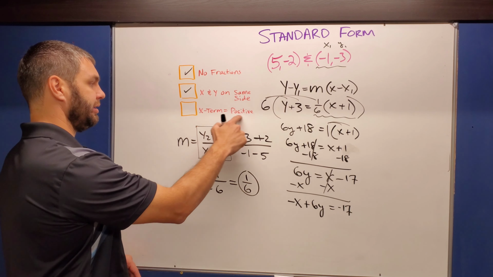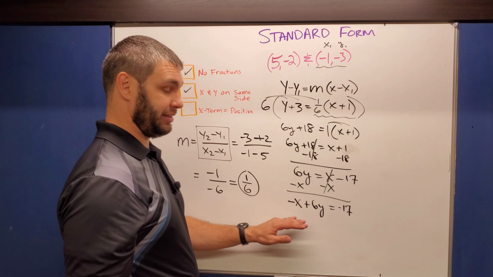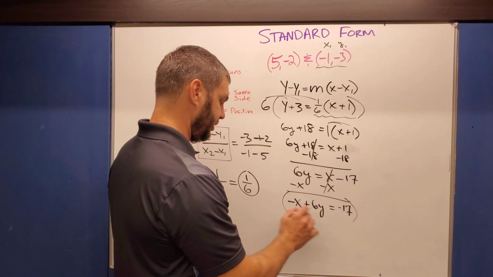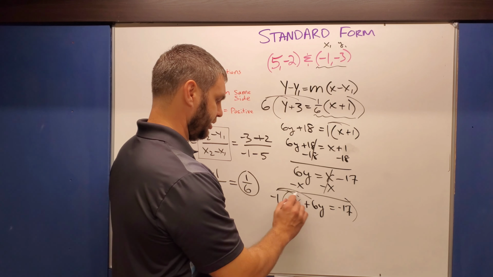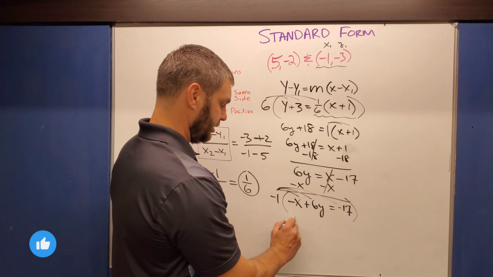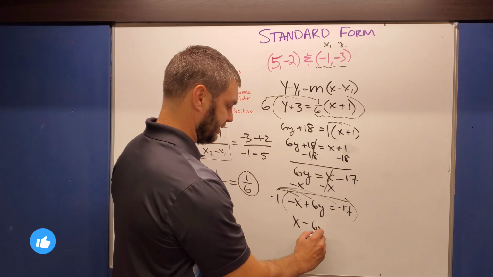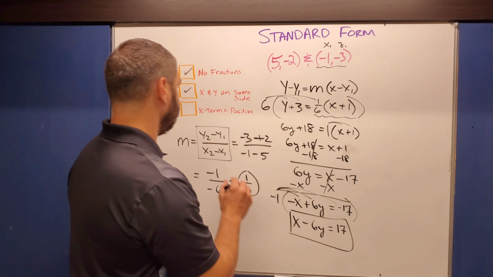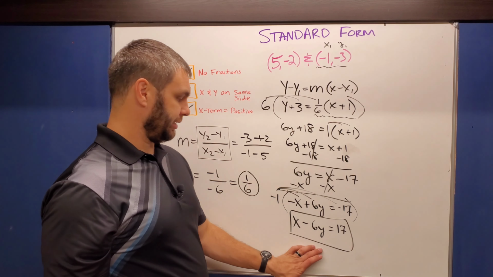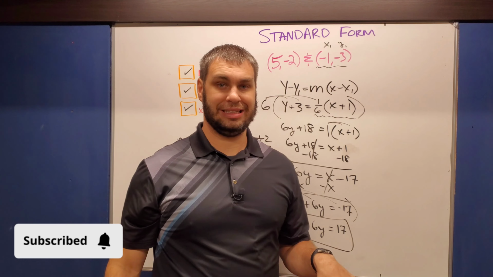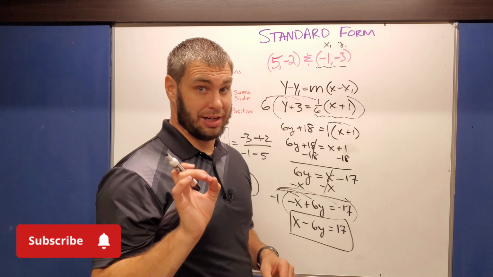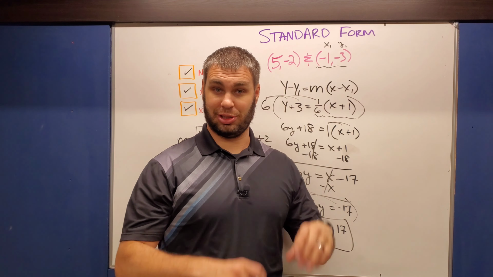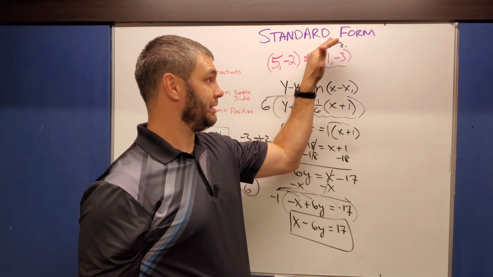The last thing I need is for my x term to be positive. So I'm going to multiply this entire thing by -1, and what that'll do is switch all my signs to become positive x minus 6y equals positive 17. Now that everything in my checklist is accounted for, this x minus 6y equals 17 is the standard form of the equation of the line that goes through those 2 points. So we started with 2 points, and eventually we got it to standard form.